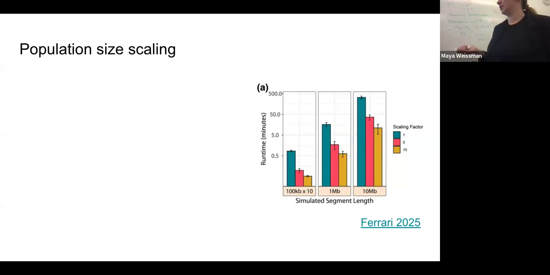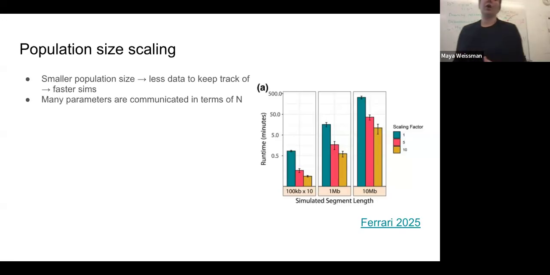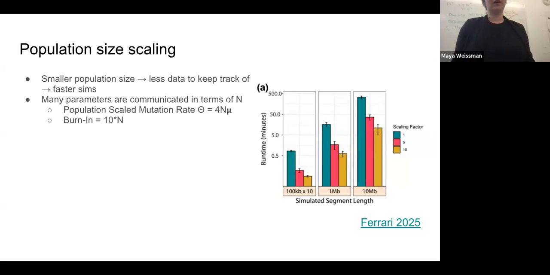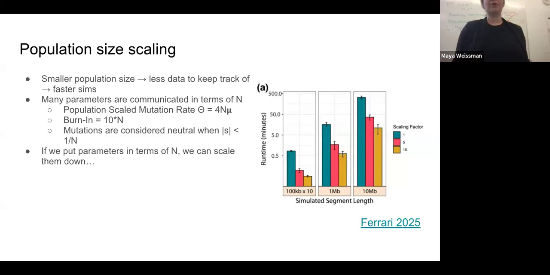It's doing fewer computations. So a really common practice in simulations, not only in Slim, but it's become really common in Slim, is to use what's called population size scaling. So many of the parameters that we've already talked about, like theta or even selection coefficients, are communicated in terms of N. And also the burn-in is in terms of N. So if we put parameters in terms of N, we can scale them up or down.